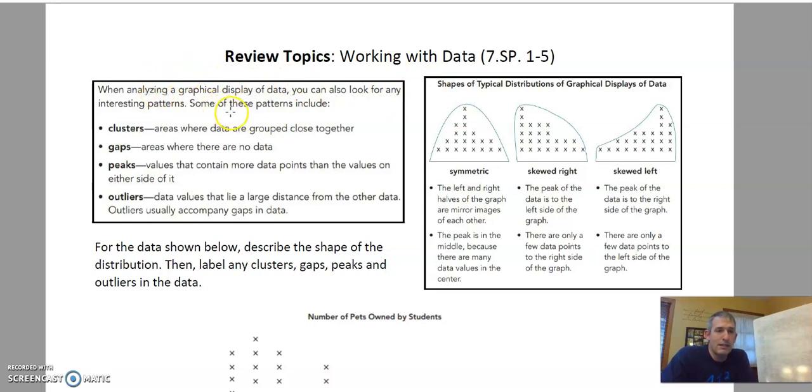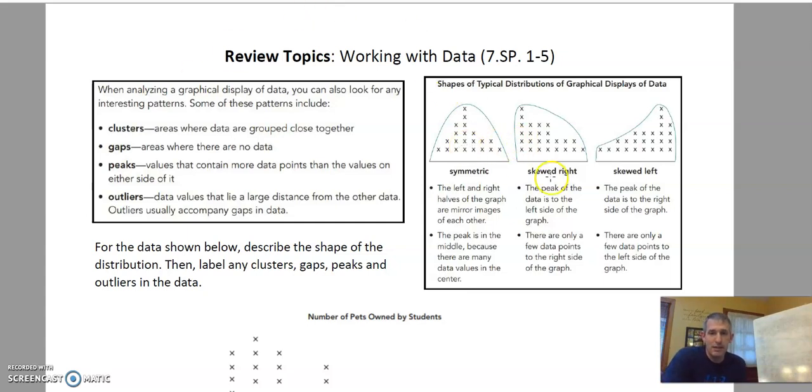All right, when analyzing graphical data, you can also look for any interesting patterns such as clusters, gaps, peaks, outliers. Okay, clusters are where all the information is grouped together. Gaps is where there's space in between. Peaks is when there's one standing out from any other, and then outliers are where there's a little bit of information out to the side.